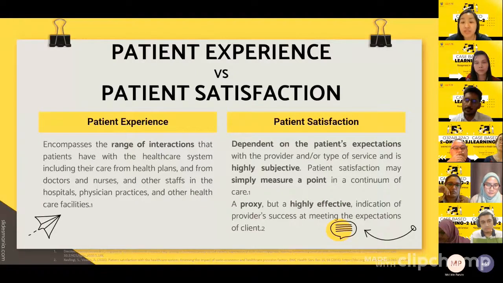Okay, so what is the difference between patient experience and patient satisfaction? Patient experience encompasses the range of interactions that patients have with the healthcare system, including their care from health plans and from doctors, nurses, and other staff in the hospitals, physician practices, and other healthcare facilities.